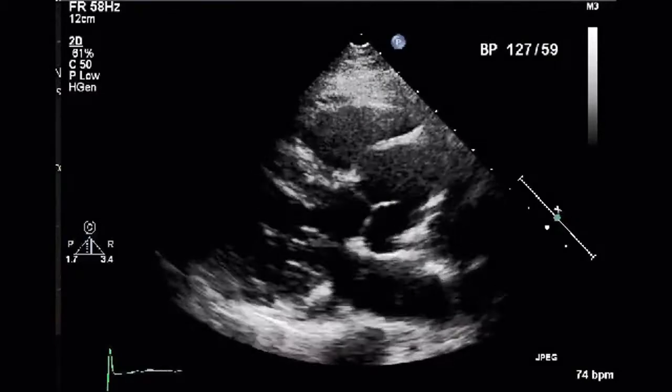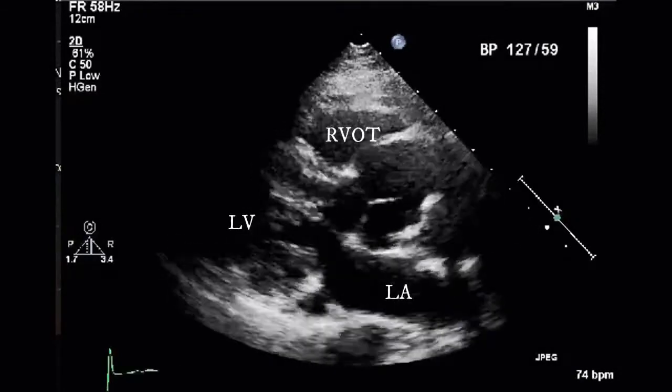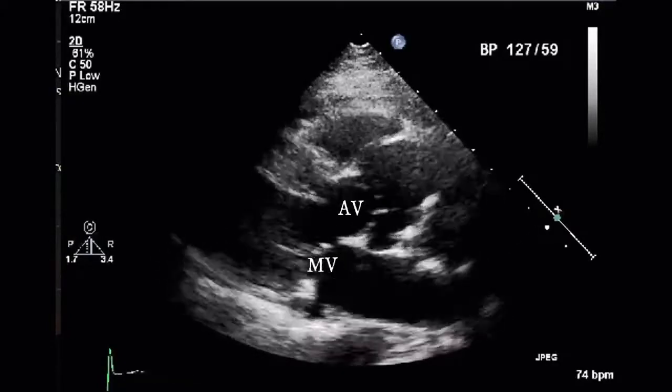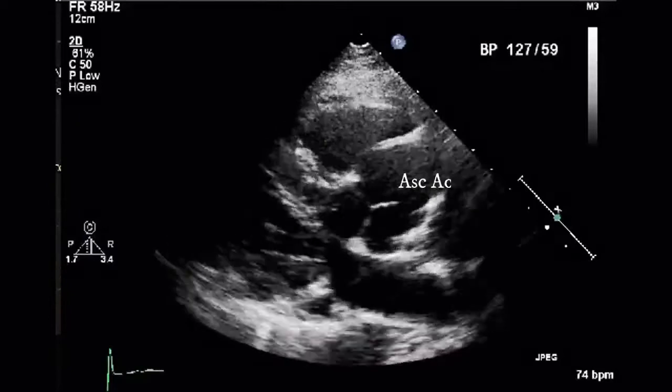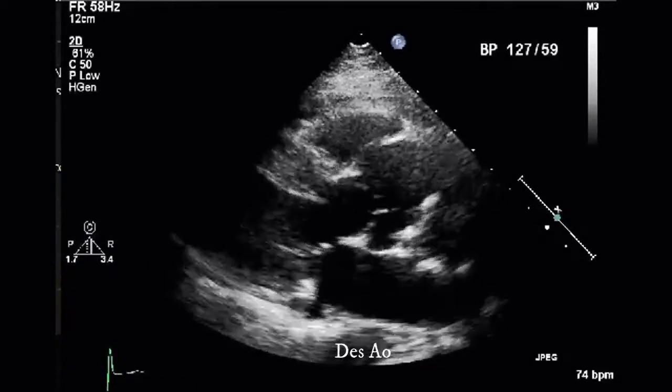Let's review the structures that are seen in the PLAX view first. The LV, RVOT, LA, mitral valve and aortic valve are seen here. Other structures include the aortic root and ascending aorta, pericardium, and descending aorta.